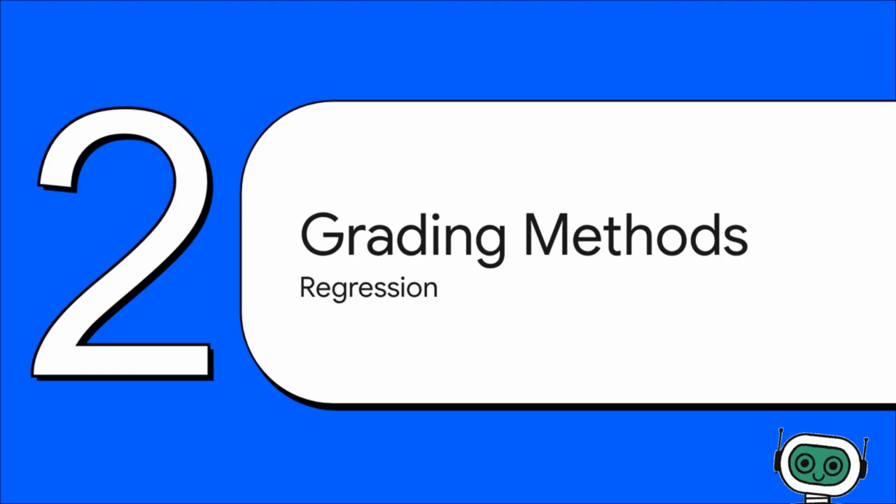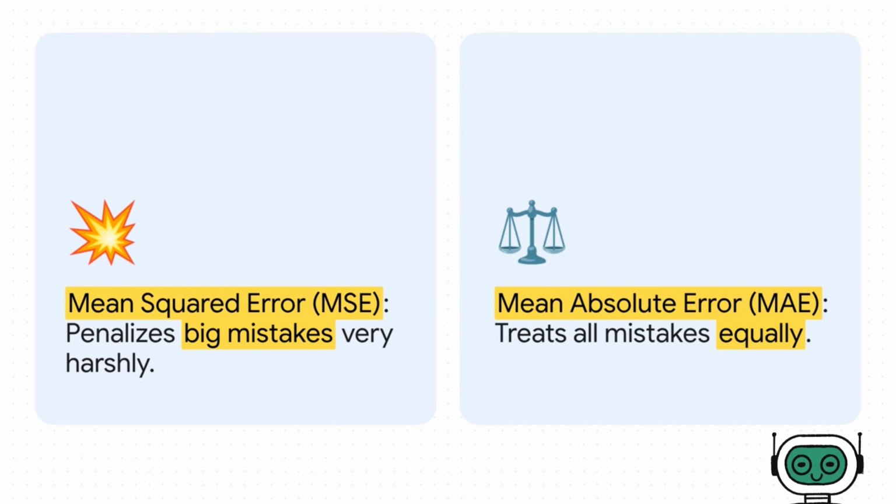All right, so if a loss function is our grading method, that raises a pretty important question. Which method do we use? Turns out it really depends on the kind of problem you're trying to solve. Let's start with regression problems, where you're trying to predict a specific number, like the price of a house or the temperature tomorrow. For regression, two of the most popular grading methods are mean squared error, we just call it MSE, and mean absolute error, or MAE.